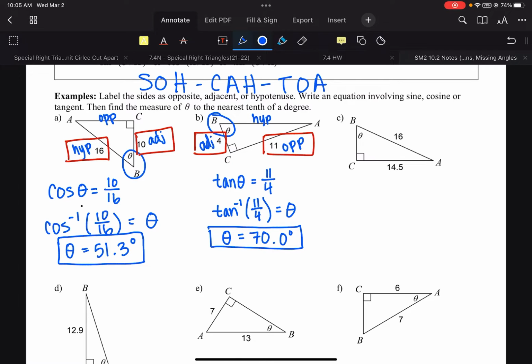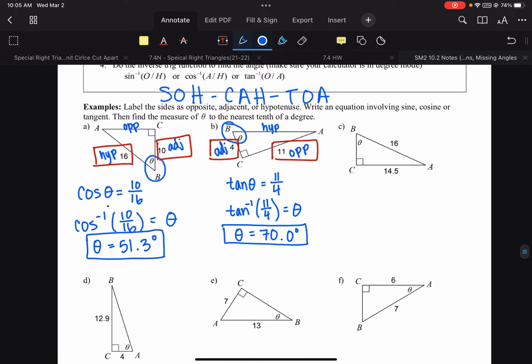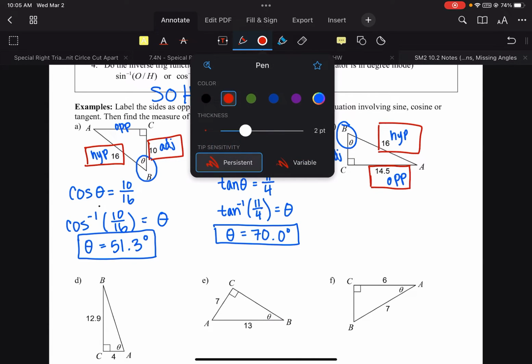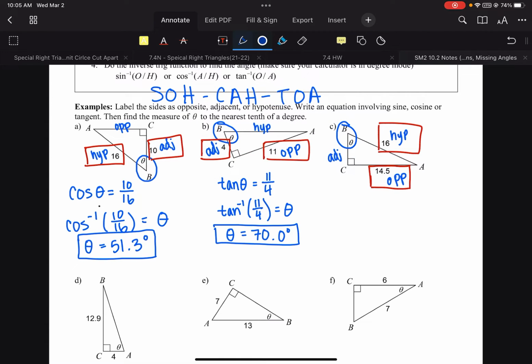All right, let's do another one together. We'll do a couple more. We will not go through every example here. You'll get some more practice in your homework today. So go ahead and take a look at where your theta is. That's your first step. And label your sides as opposite, adjacent, and hypotenuse. Then you've got to look at what you know. You know the hypotenuse. You know the opposite. So that's going to be how you decide if you're going to use sine, cosine, or tangent.